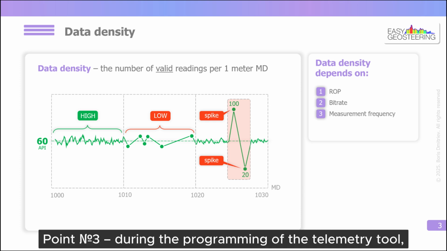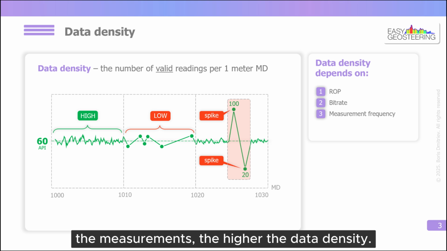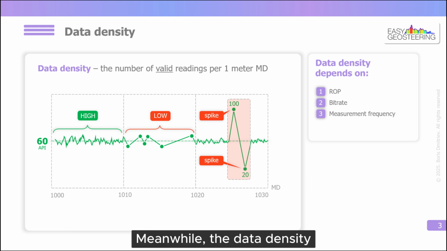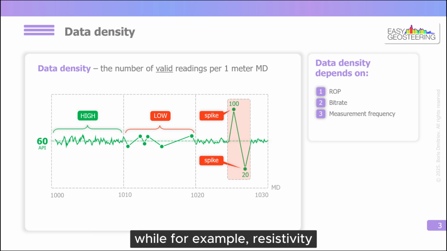Point number 3. During the programming of the telemetry tool, the MWD engineer selects the frequency of each measurement. The more frequent the measurements, the higher the data density. Meanwhile, the data density of different channels may vary. For example, if gamma ray data is more important for a project, it might be measured every 10 seconds, while, for example, resistivity is measured every 20 or 30 seconds.